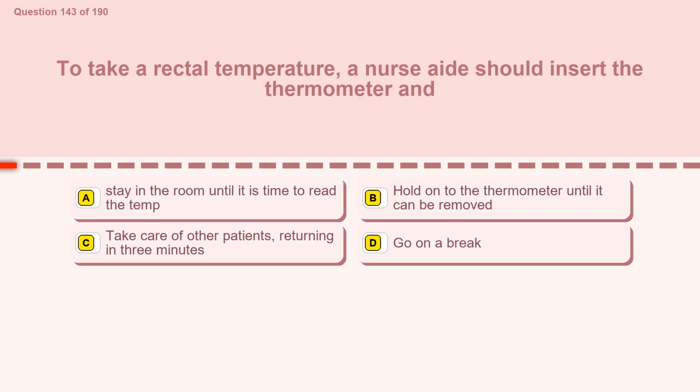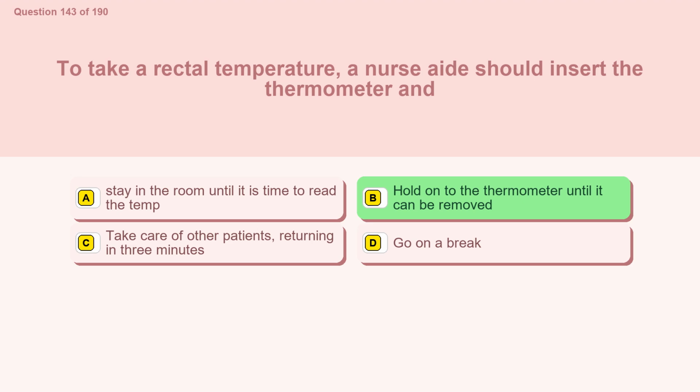Question 143. To take a rectal temperature, a nurse aide should insert the thermometer and: Option A. Stay in the room until it is time to read the temp. Option B. Hold on to the thermometer until it can be removed. Option C. Take care of other patients, returning in 3 minutes. Option D. Go on a break.